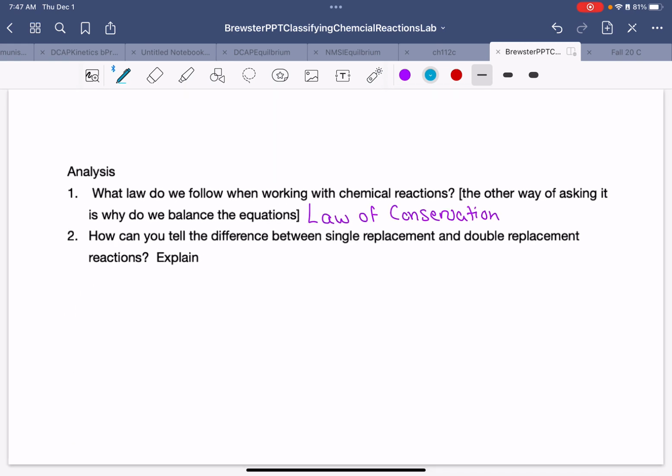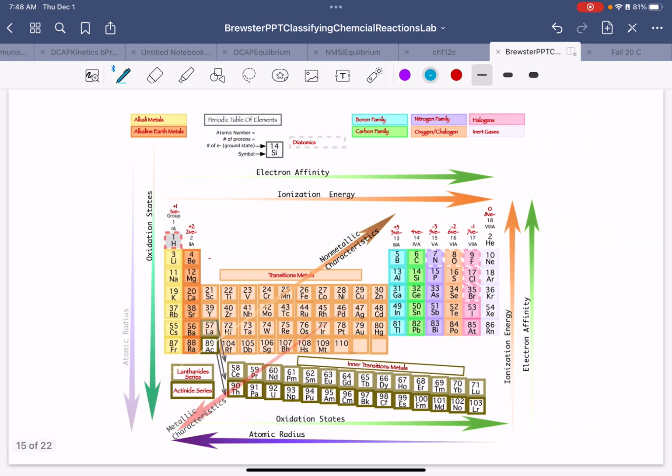And I know I talked with some of y'all about this. What law do we follow when we're working with chemical reactions? We have to follow law of conservation. So whatever I start with, I have to end with, which is why we have to balance it. So we have to make sure that the left side equals the right side, just like you do in math. Okay? How can you tell the difference between a single replacement and double replacement? I'm looking for partners. Does everybody have a partner? If there's somebody by themselves, then I probably have a single replacement reaction.